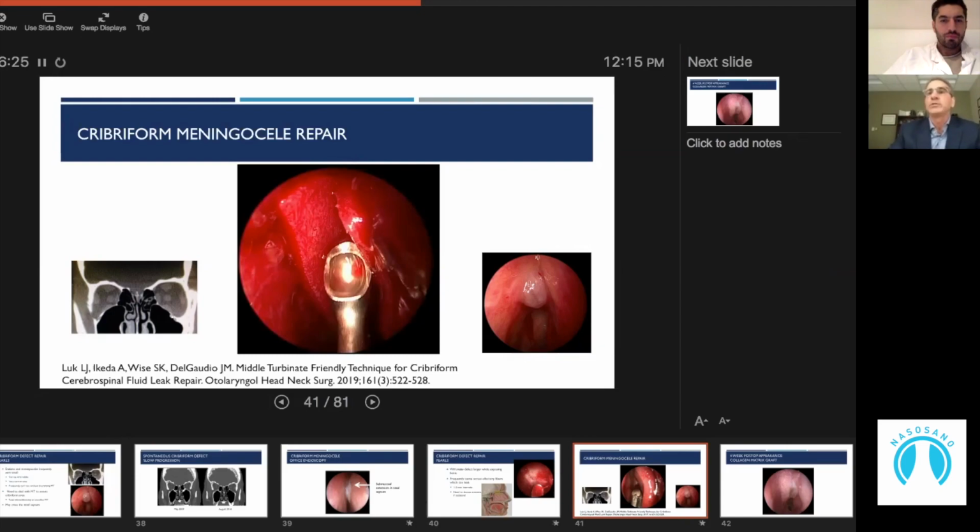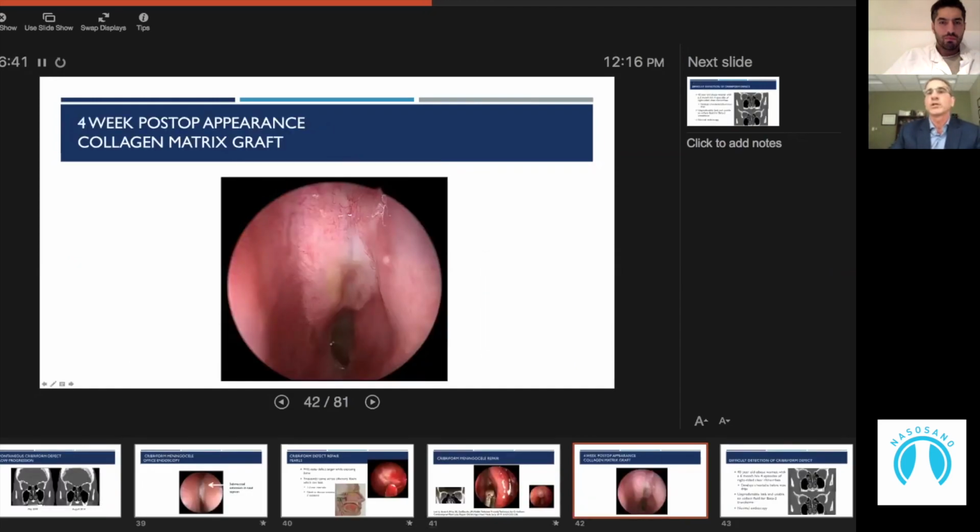And then I put Gelfoam packing in there. You can use Surgicel or anything to keep it in place. I then medialize the middle turbinate, put a little bit of packing in the ethmoids. Therefore, we have an intact middle turbinate that's supporting our reconstruction.